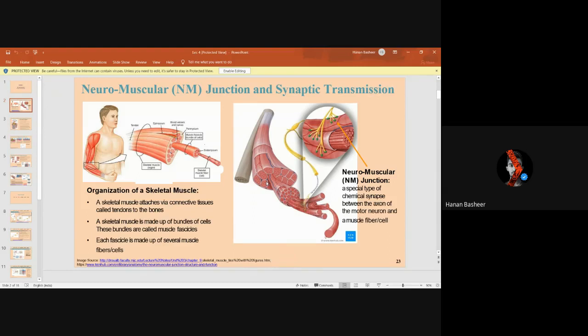So, organization of skeletal muscle. A skeletal muscle is attached via connective tissue called tendons to the bones. Tendons connect the muscles to the bones. A skeletal muscle is made up of bundles of cells, and these are called muscle fascicles. Each fascicle is made of several muscle fibers and cells. So, this is a neuromuscular junction where the neurons can connect with the muscles.